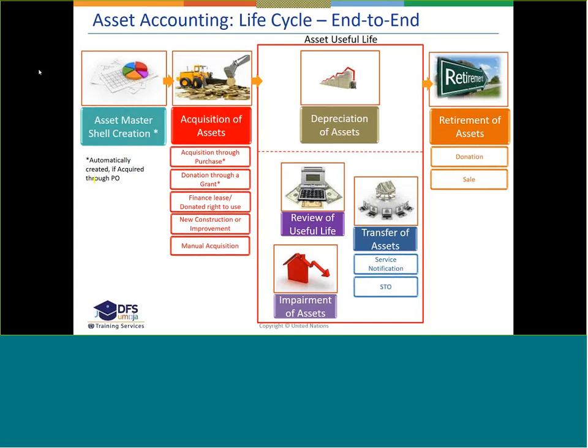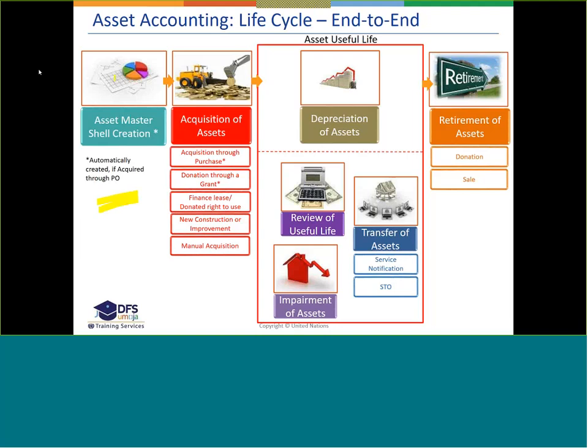So any fixed asset in the system that is meeting certain criteria, or IPSAS capitalization criteria we will see later, will have an asset master record in the system. So the first step that happens in the system for management of assets is the creation of what is called the asset master shell. This is the asset master record that will have information about the asset from an accounting perspective, and then there you will also have information on its net book value, depreciation, etc.